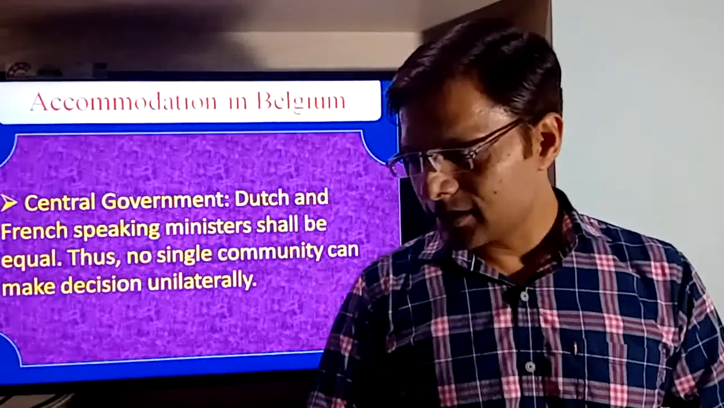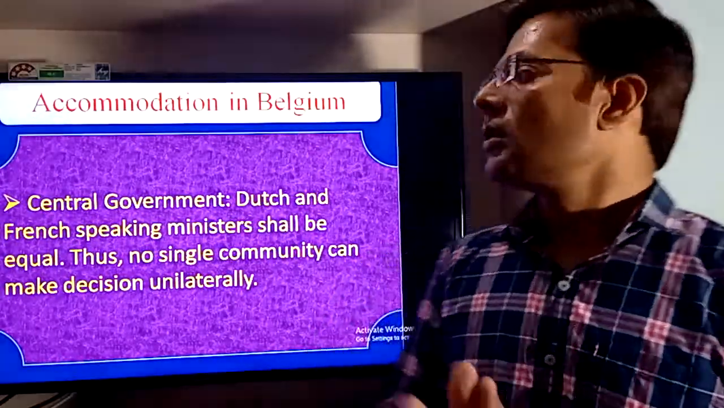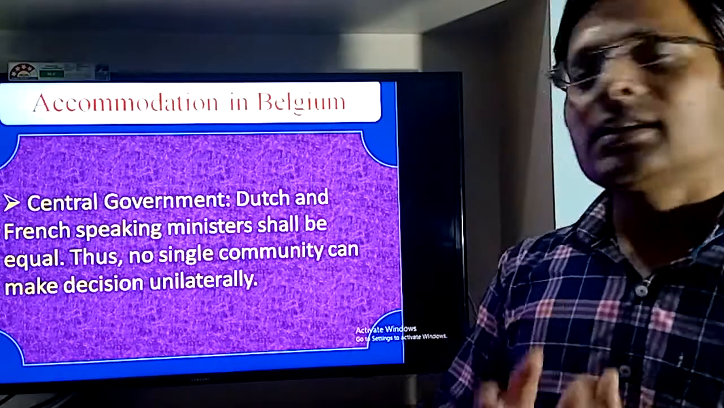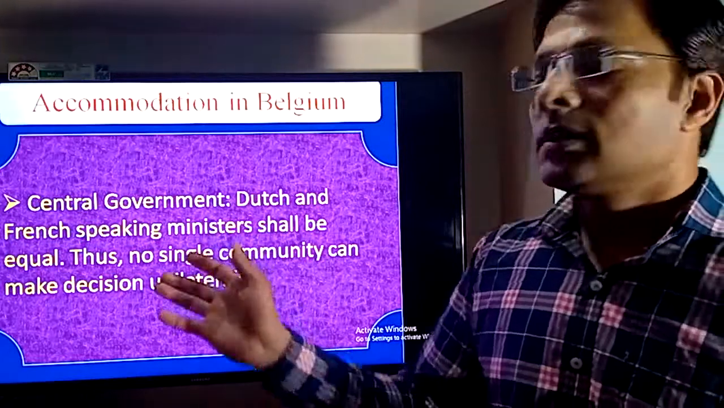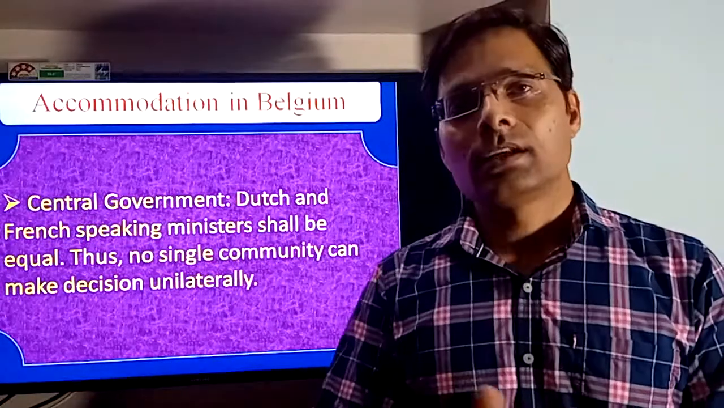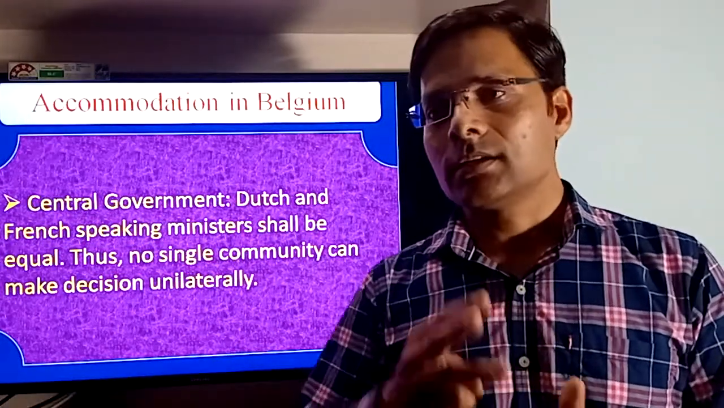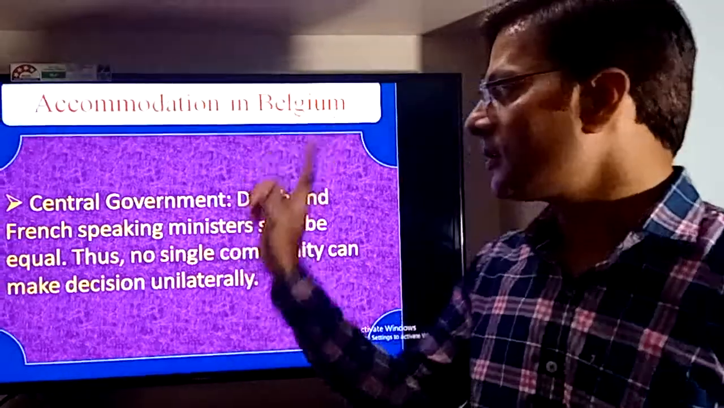Now, the next slide is telling you how the Belgian government has been designed and how it worked then. We'll start with the central government. They have designed three kinds of government. One is the central government.